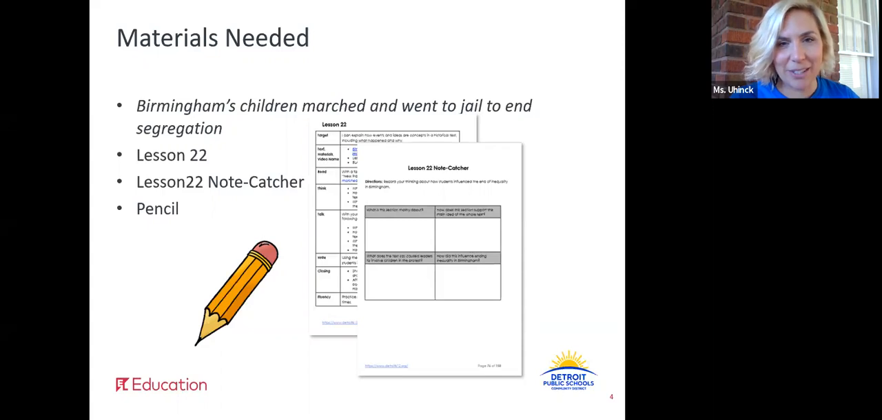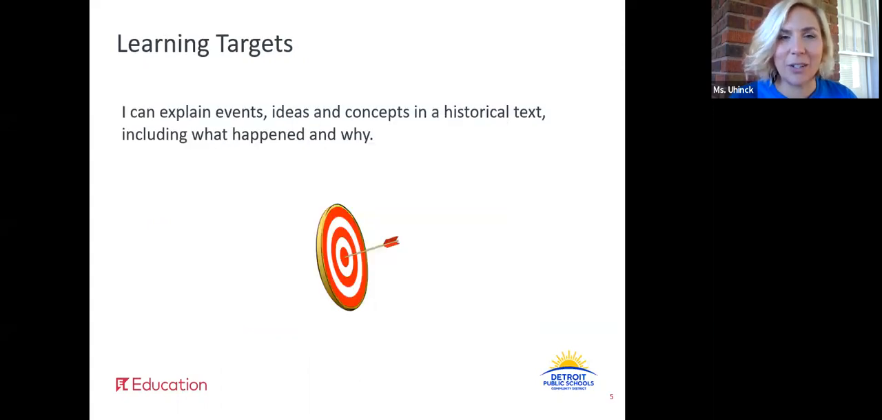All right, we have our materials. So let's go ahead and look at our learning target. I can explain events, ideas, and concepts in a historical text, including what happened and why. We're going to be looking at those events, the ideas, the concepts. We're going to be thinking about what happened and why. Keep that in mind. That is our goal today, so keep that in mind as we do our work.